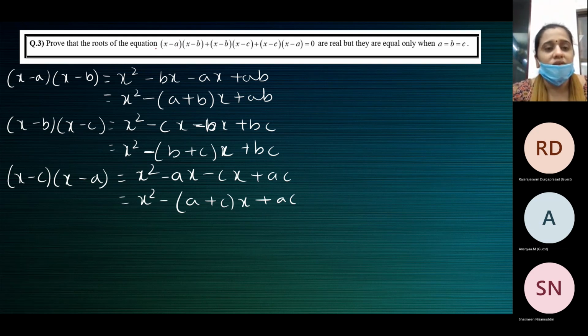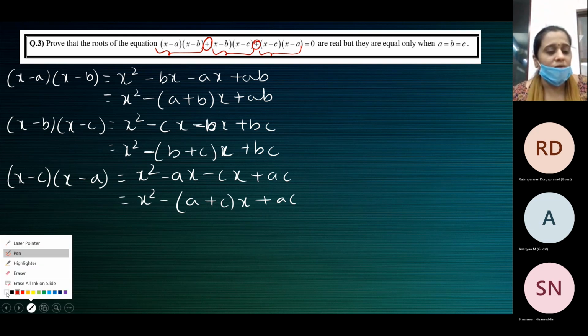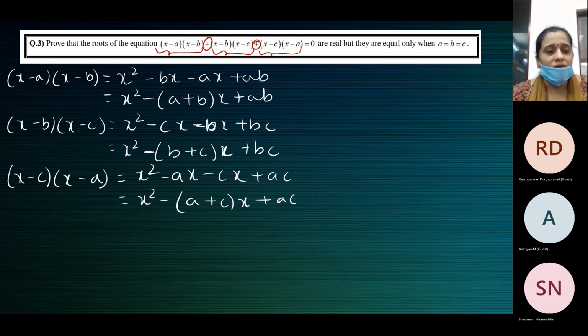See, here it is (x minus a) into (x minus b) plus (x minus b) into (x minus c) plus (x minus c) into (x minus a) is equal to 0. So we need to add all these three, right? So add now. What do you get? x squared, x squared, x squared, 3x squared, correct? Yes or no? 3x squared.